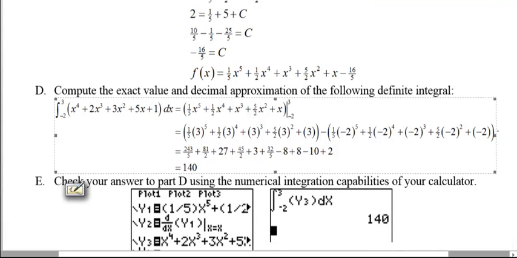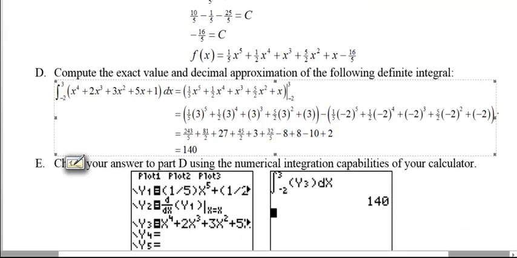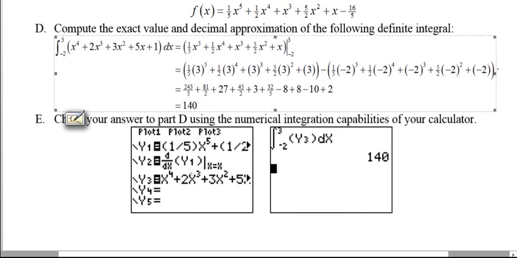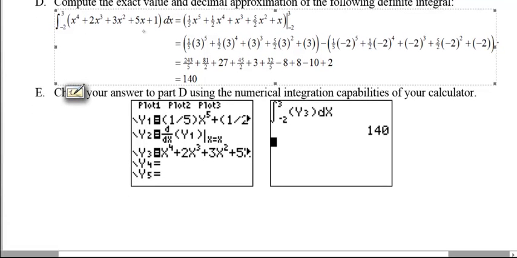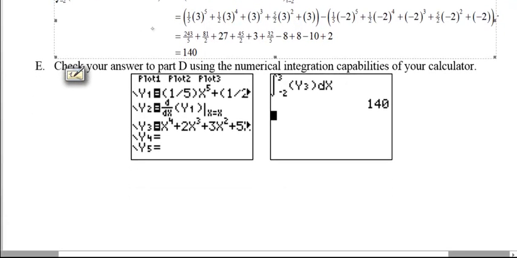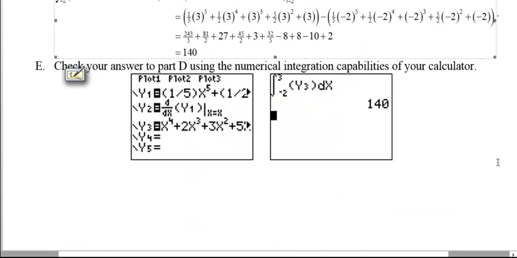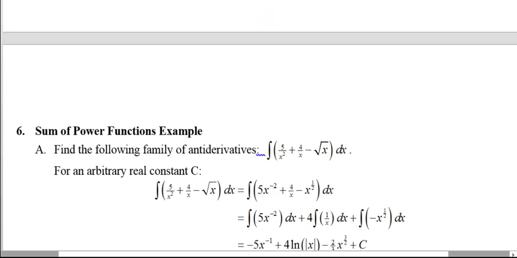And of course, we can check that by doing the integral from -2 to 3 of that function that we started with, dx. Since I'd already typed this in as y3, I got a little bit lazy and saved myself a bit of time. Since it was already in as y3, I just said the integral from -2 to 3 of y3 dx. And of course it was 140 as we saw.